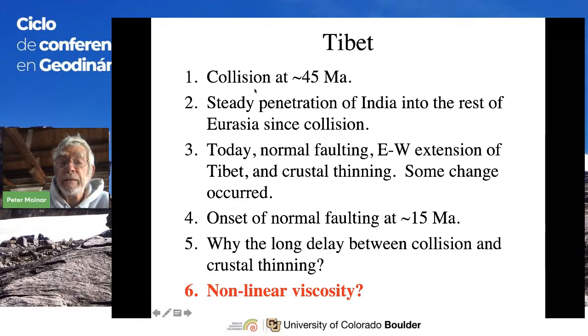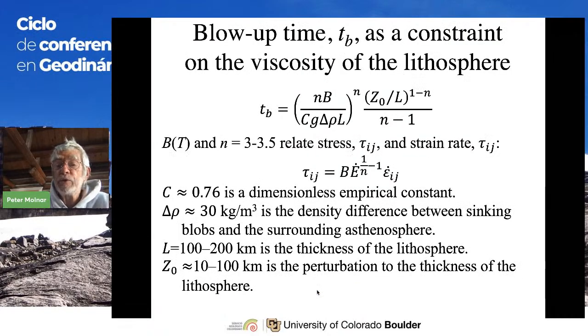So if we look at a place like Tibet, where we had collision 45 million years ago, steady penetration of India into the rest of Asia, Eurasia, since collision. Now we have normal faulting, east-west extension, and crustal thinning. Some change must have occurred. The onset of normal faulting is 15 million years ago. We can ask the question, why was there this long delay between collision back at this time and crustal thinning beginning at this time? And I would answer, it's nonlinear viscosity. It's because the growth of the instability just took a long time to occur.